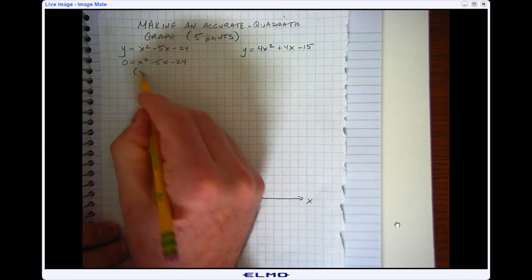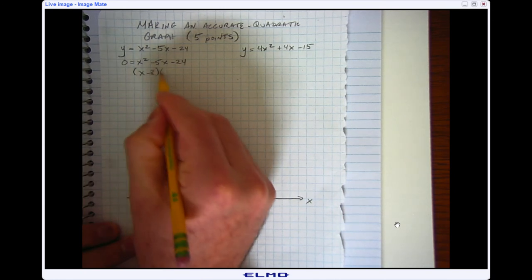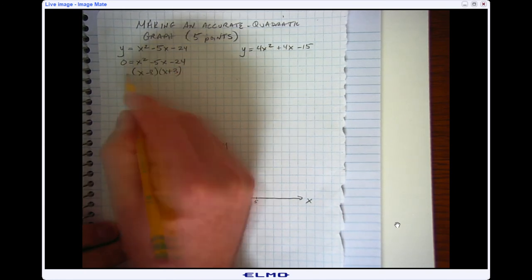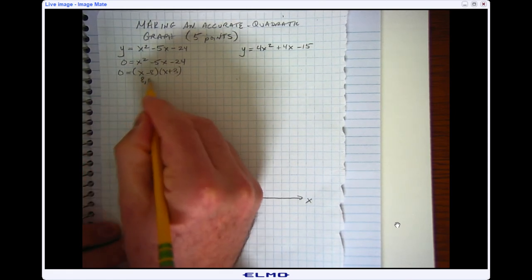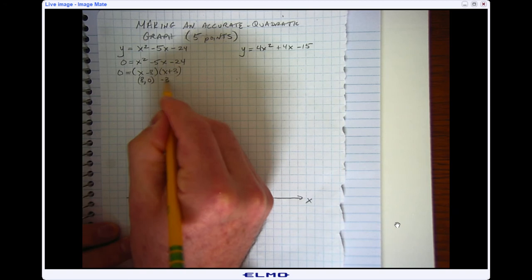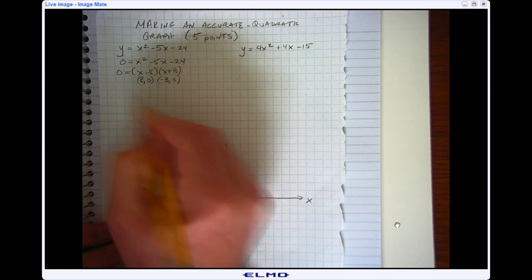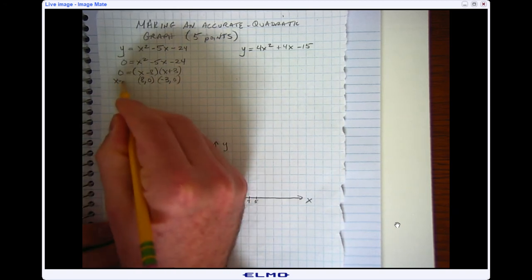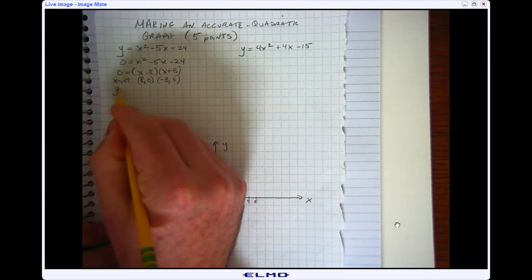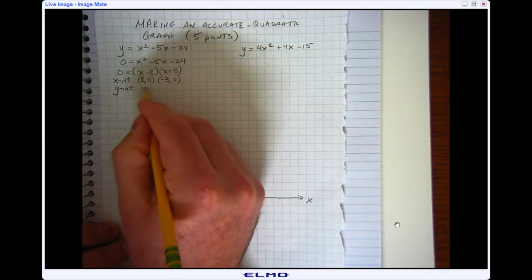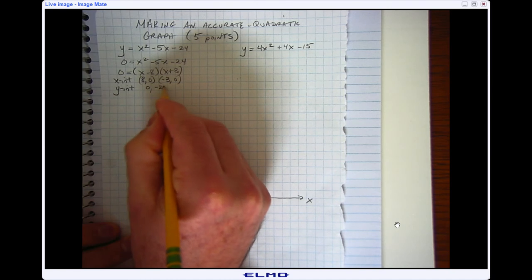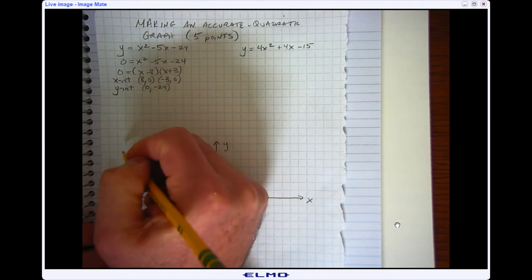If I factor this, it will be x minus 8 and x plus 3. To make this equal to 0, I would have to put in 8 and negative 3. So now I have two of my 5 points, my x-intercepts. To find my y-intercept, that's simply the c value in your equation, so the negative 24. So at 0, negative 24 is my y-intercept.